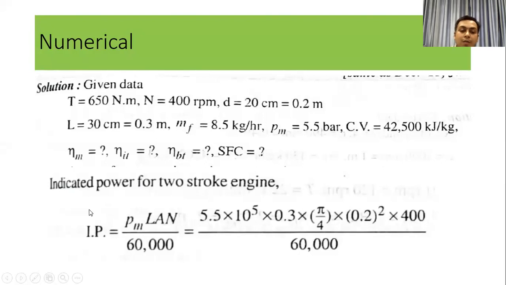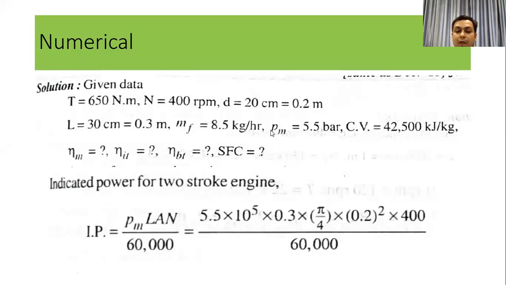So indicated power, the formula of indicated power is very simple: P mean L A N divided by 60,000. So mean effective pressure is 5.5 into 10 to the power 5. 10 to the power 5 is required because of conversion from bar to Newton per meter square. Then the length of the stroke is given, that is 30, it means 0.3.